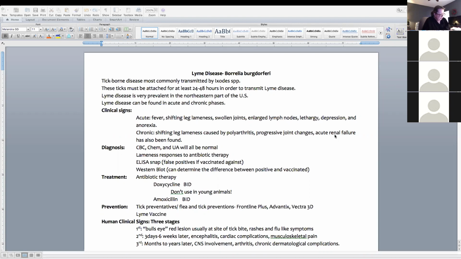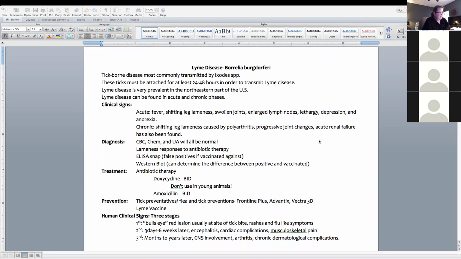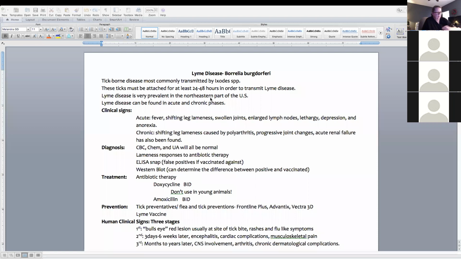What areas are considered endemic for Lyme disease? Well, it tends to be more prevalent in the northeastern part of the US where this tick species is typically found. So it does have a northeastern prevalence. Obviously, these clinical signs and this geography are going to point to it.